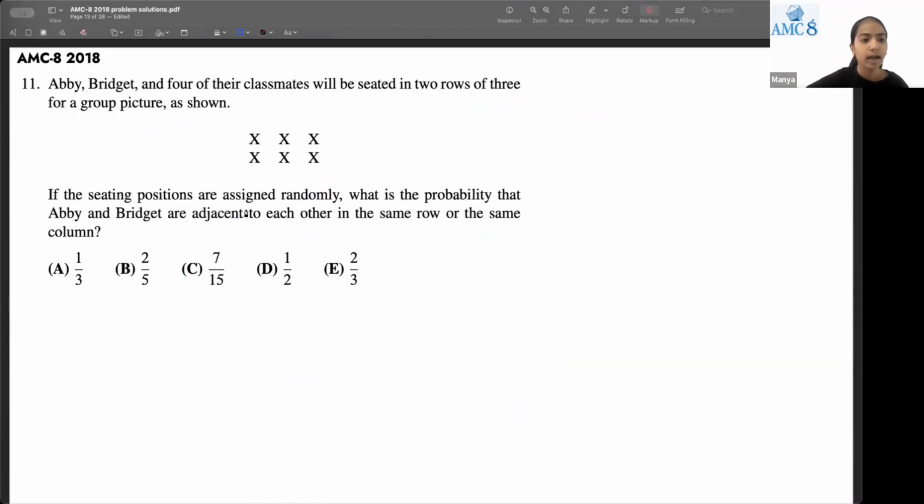Problem number 11. Abby, Bridget, and 4 of their classmates will be seated in 2 rows of 3 for the group picture as shown. If the seating positions are assigned randomly, what is the probability that Abby and Bridget are adjacent to each other in the same row or in the same column? So adjacent means next to each other.